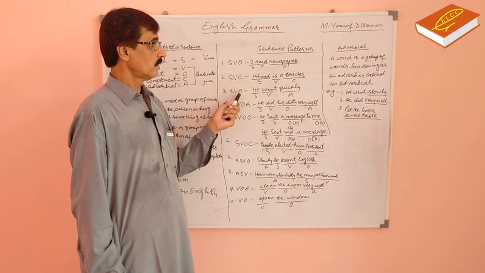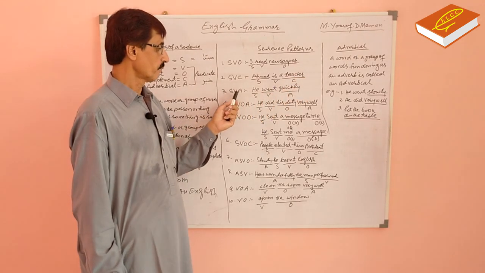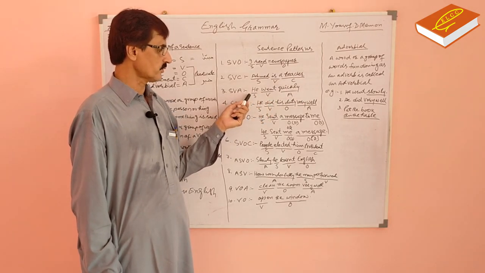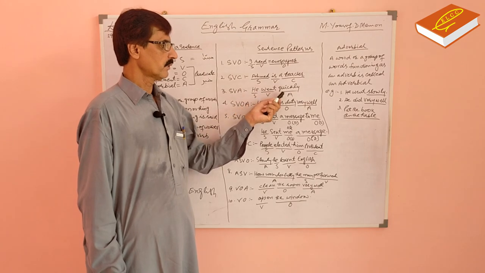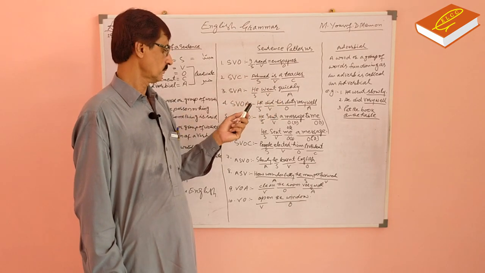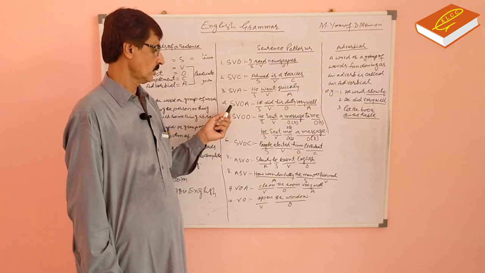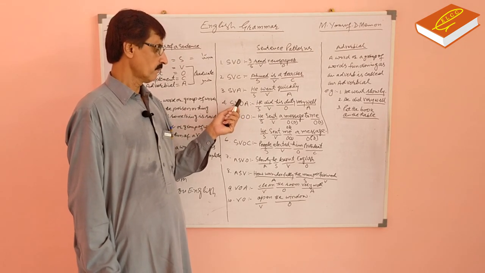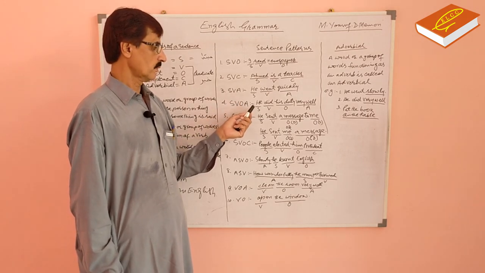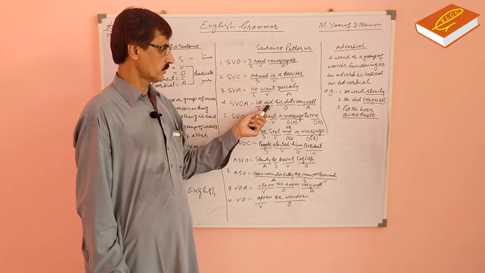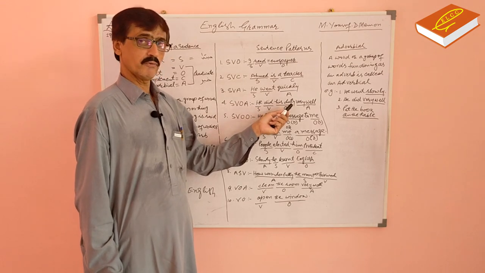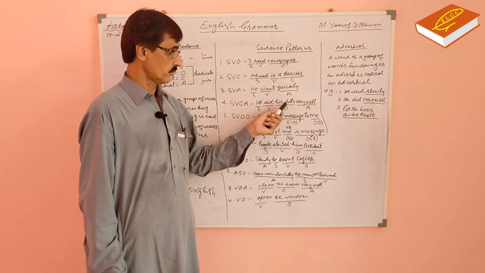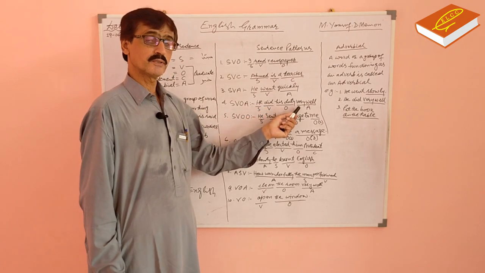The third pattern is SVA, subject, verb, adverbial. I will teach you adverbial in the end. So, he went quickly. He is subject, went is verb, and quickly is adverbial. Number 4 pattern, SVOA, subject, verb, object, adverbial. He did his duty very well. He is subject, did is verb, his duty is object, and very well is adverbial.